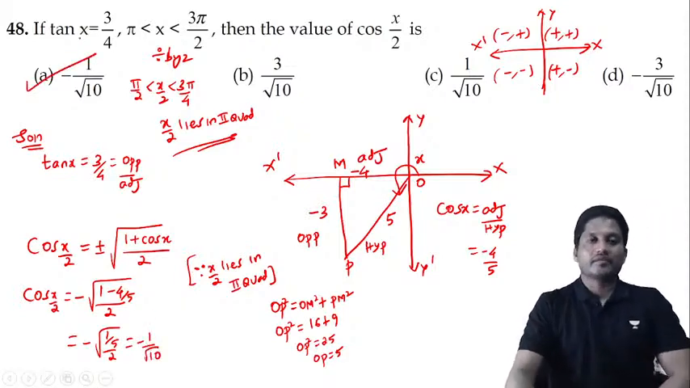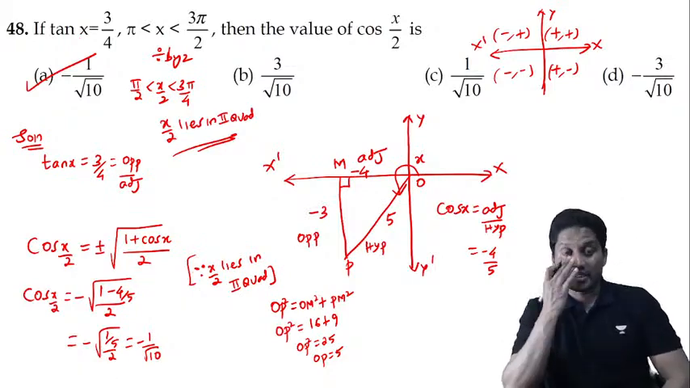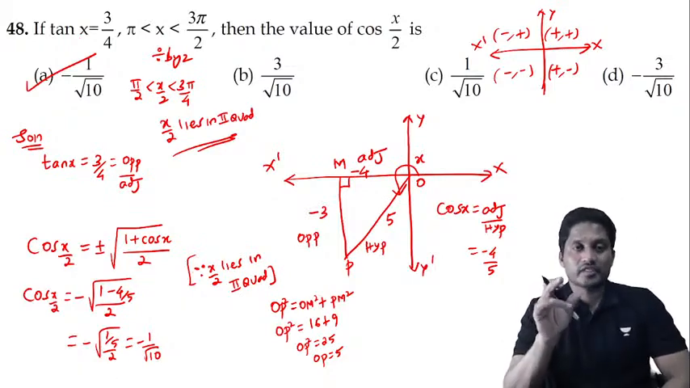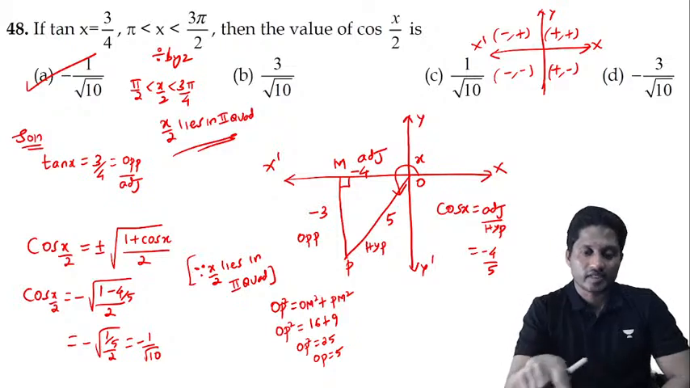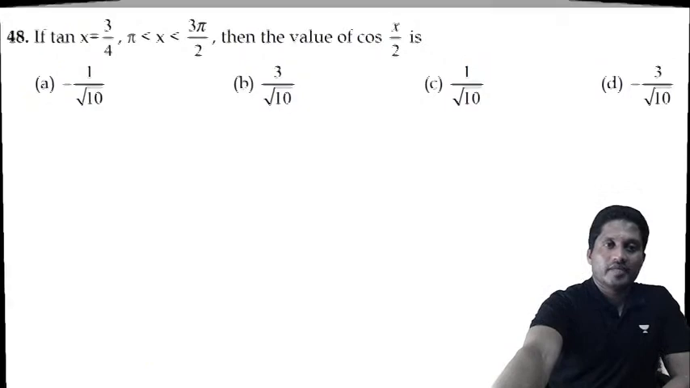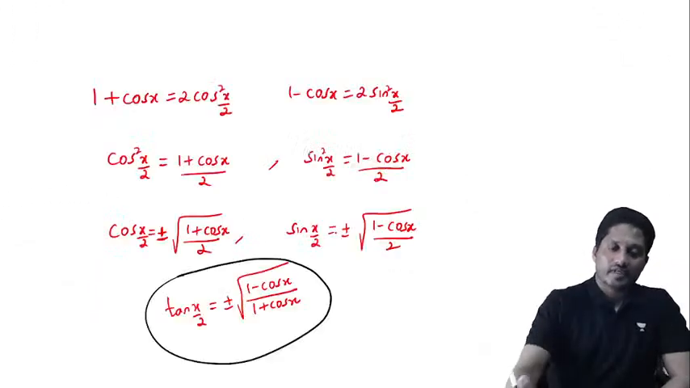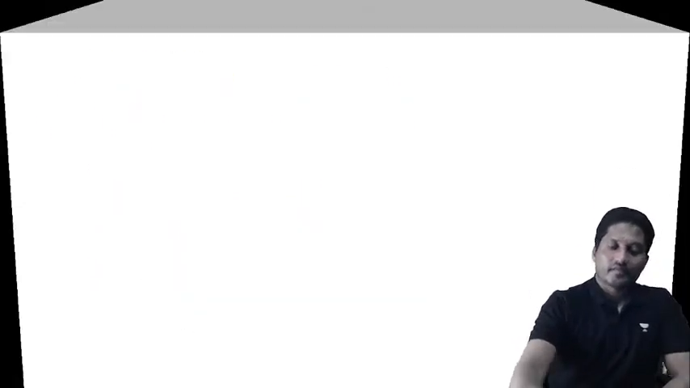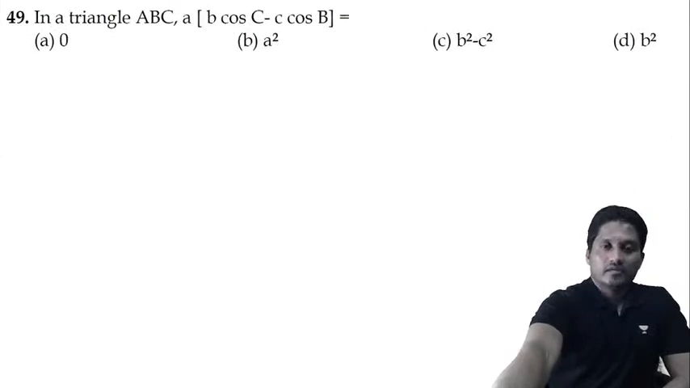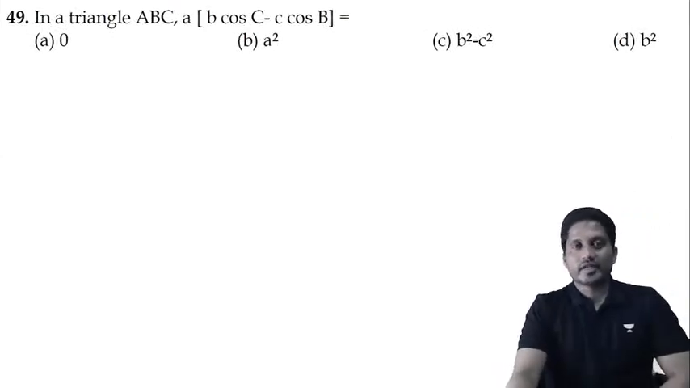Alright, you want similar questions for practice? Take the NCERT textbook. In the Miscellaneous Exercise, there are 4 questions, and there is one worked out example, a similar problem. The same logic you have to apply, and make sure that you know the half angle formula. Right, now let's move to the next question.